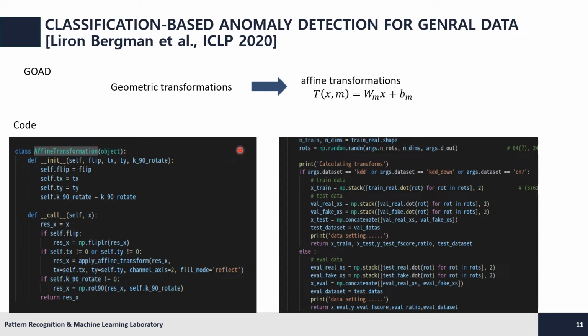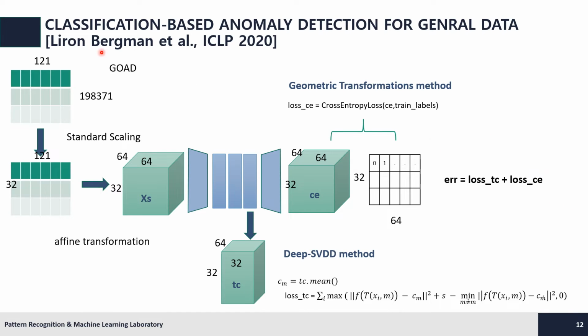I checked the code provided with the paper. The code of the paper is illustrated as follows. The paper makes affine transformations of the data. It gets the loss value using the mean of the values passed through the network, as in deep SVDD, and the loss with the transformation labels, as in GEOM, to obtain the total loss.